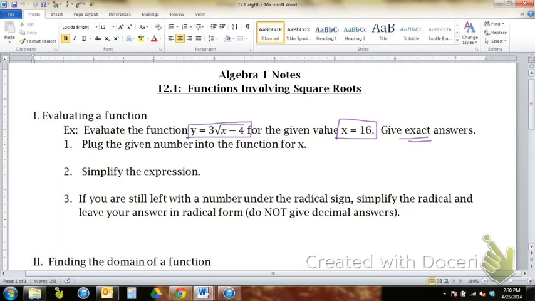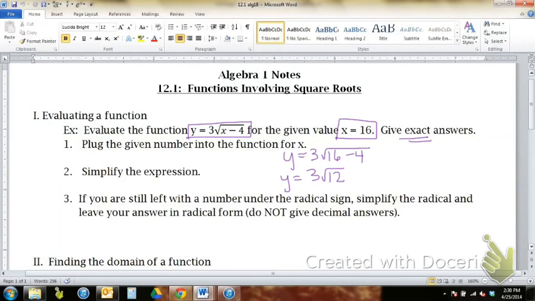Give exact answers. This means do not punch this into your calculator and try to give me a decimal. That is bad. So you're going to plug the given number into the function for the x. So y equals 3 square root of 16 minus 4. Now I'm going to simplify. I have to do what's under the square root first. So 16 minus 4 is 12.